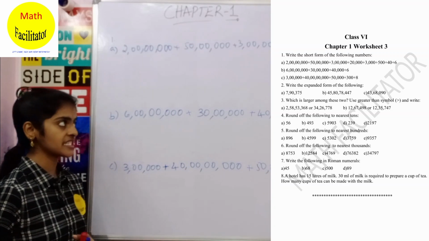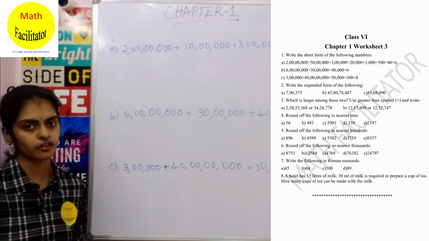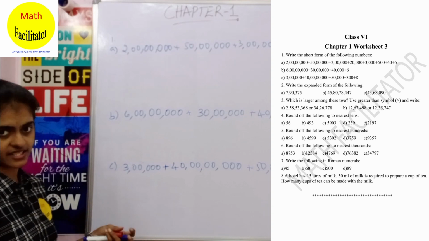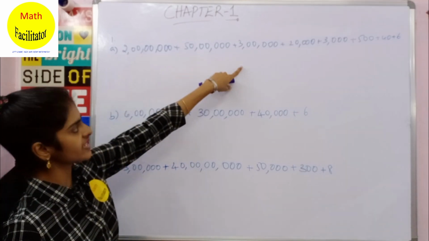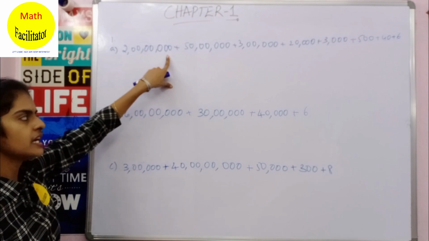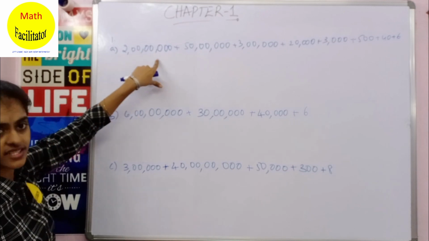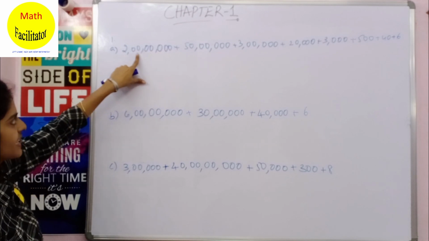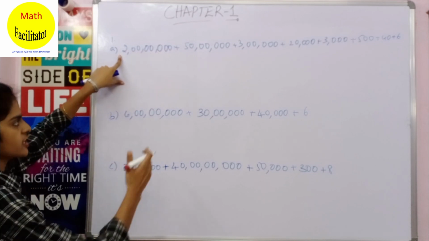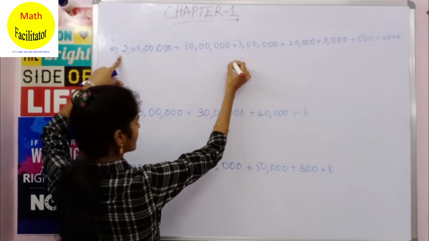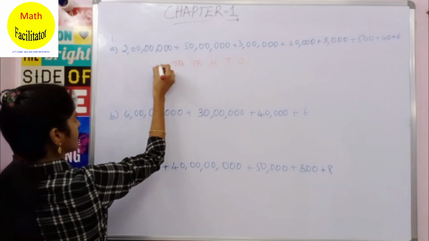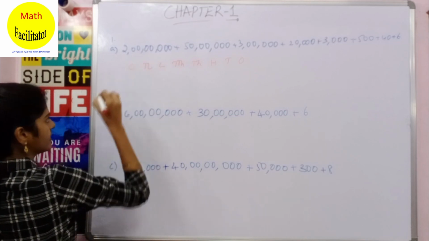The first question is you have to represent these in short form. Firstly, let us see which number is bigger among these. By just seeing, you can see this is the bigger number. So how many digits are there, or what is the place value of this? Ones, tens, hundreds, thousand, 10,000, lakh, 10 lakh, crore. Let us write the place values first: ones, tens, hundreds, thousand, 10,000, lakh, 10 lakh and crore.